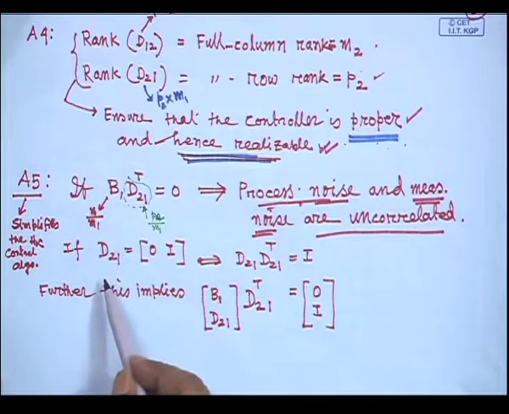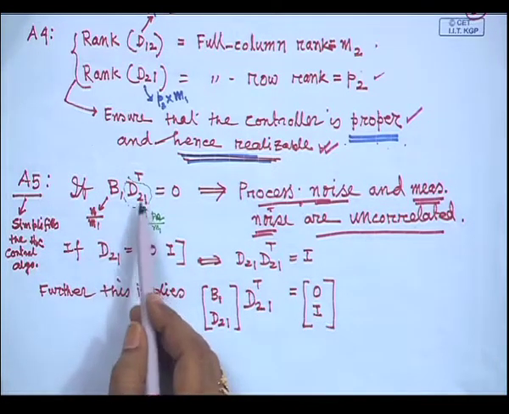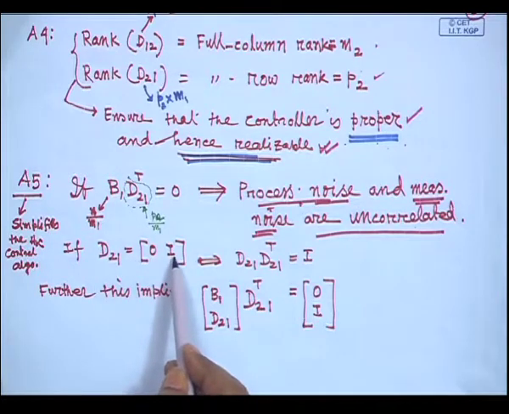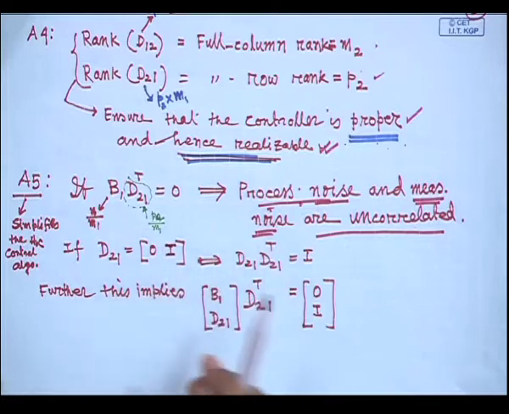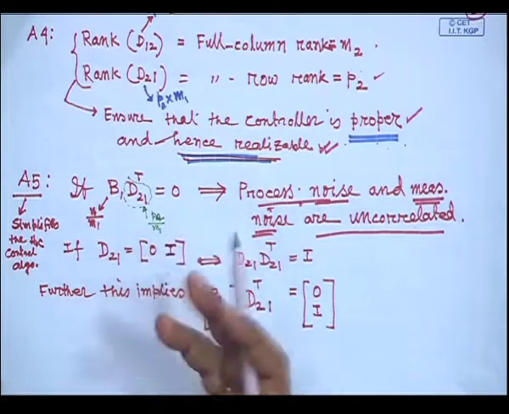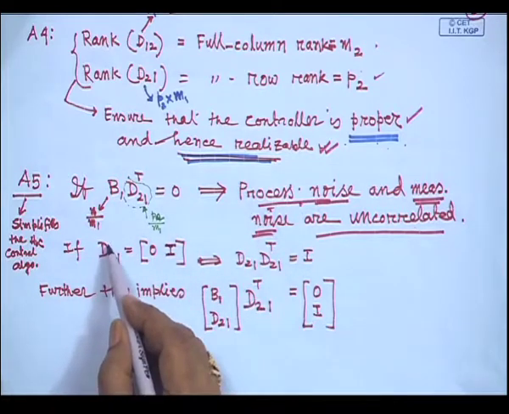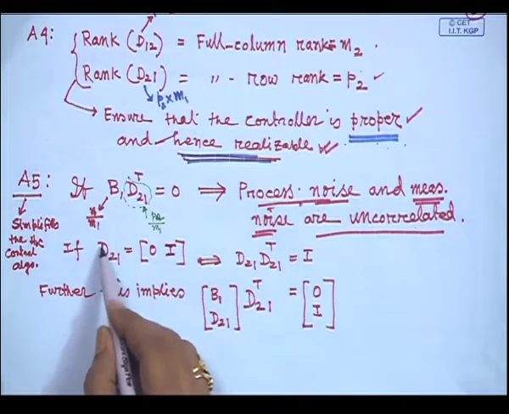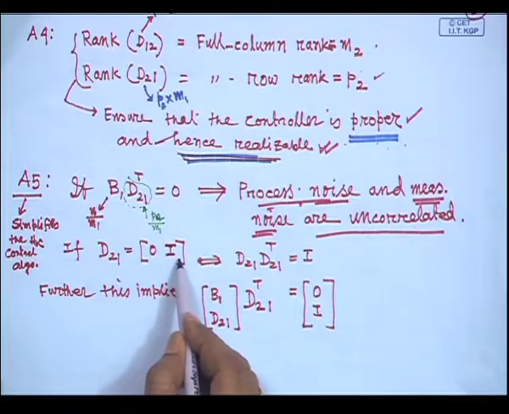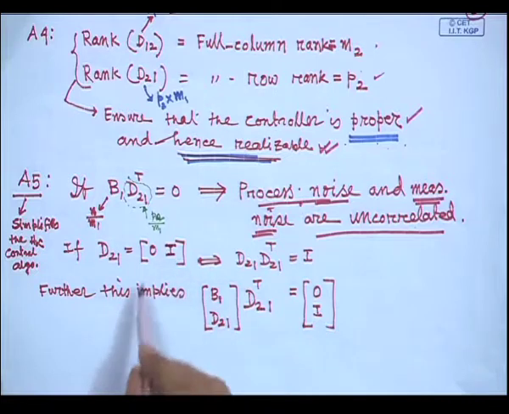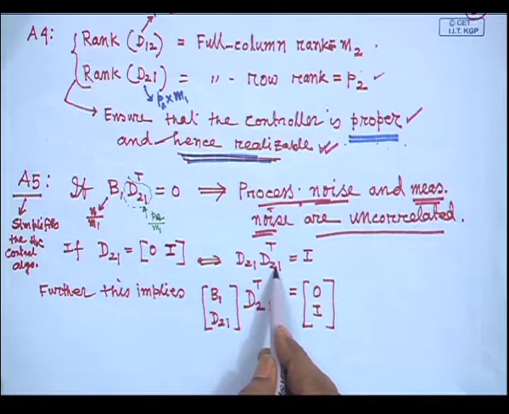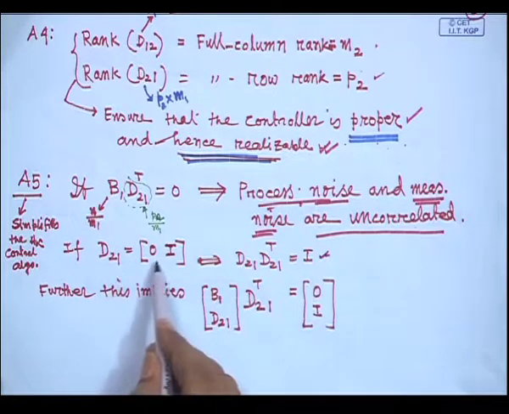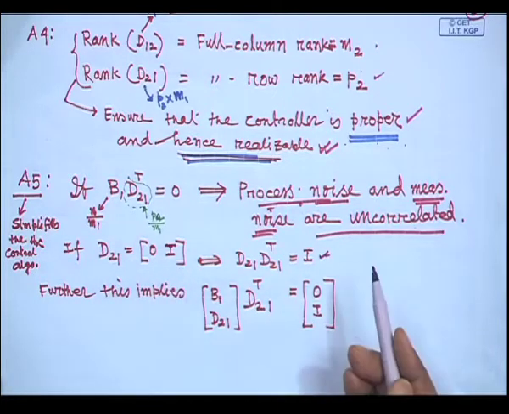So, from this I can write D21 always in this structure 0 I by using some transformation. I can convert any D21 into this structure. Agree? If you make it this structure, then D21 D21 transpose is identity, as you see.